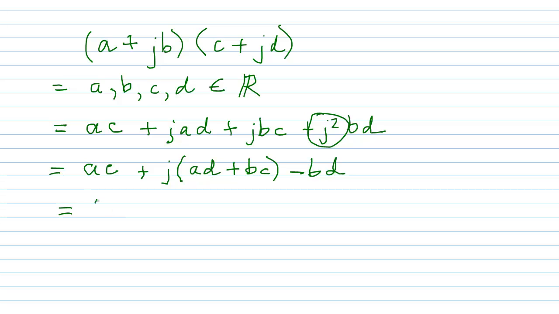Well, let's try that again. AC minus BD as the real number part of the result, plus J times AD plus BC. Note here this minus sign. That minus sign, remember, arises out of the fact that J squared equals minus 1.